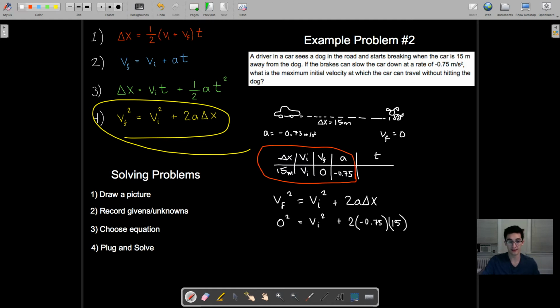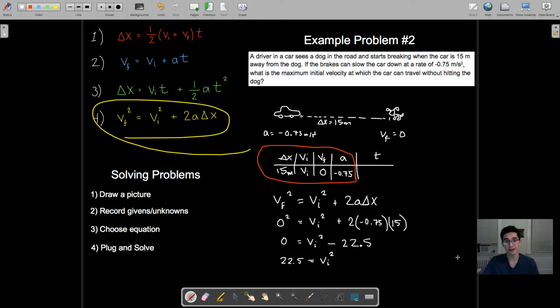Well, 0 squared, that's a tricky one. 0 is equal to v initial squared plus, well, actually, let's get rid of that plus. It's going to be a minus now. We know it's going to be a minus. So minus 2 times 0.75 times 15, which I believe is going to be 22.5. Okay, get 22.5. So v initial squared minus 22.5 is equal to 0. So if I add 22.5 to both sides of the equation, I'm going to get that 22.5 is equal to v initial squared.